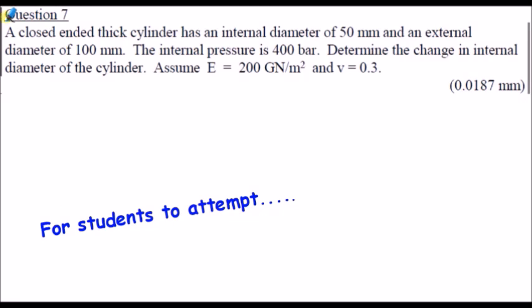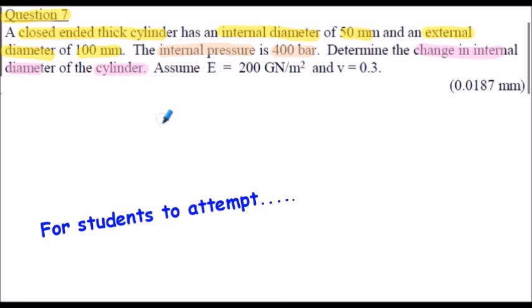Question 7, I will leave you to attempt. You've got a closed-ended cylinder, which has an internal diameter of 50 millimeters and an external diameter of 100 millimeters. Given an internal pressure of 400 bar, we'll assume the external pressure is 0. You have to determine the change in internal diameter of the cylinder. So a similar kind of approach as shown for question 6.